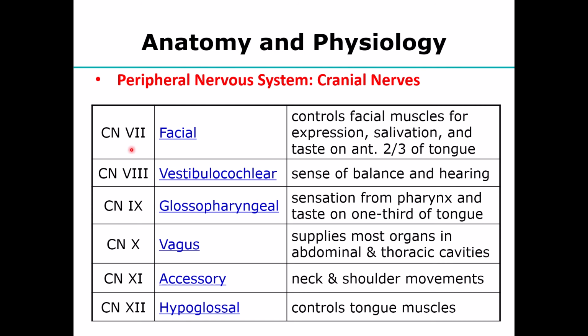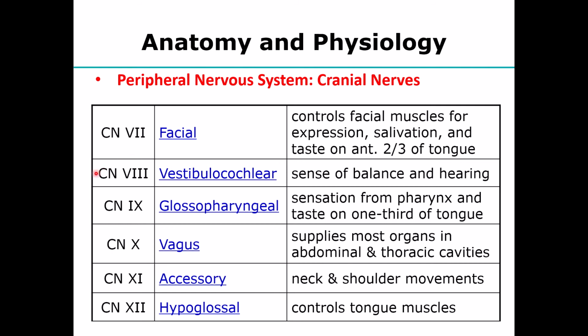Facial nerve is cranial nerve 7, and it is a mixed sensory and motor nerve. It controls the muscles of facial expression. It's also supplying most of the glands in the face, so the glands in the eyes, in the nasal cavity, and the oral cavity are mostly supplied by the facial nerve. Also, it's important for the special sense, which is the sense of taste. The anterior two-thirds of the tongue is supplied by the facial nerve.